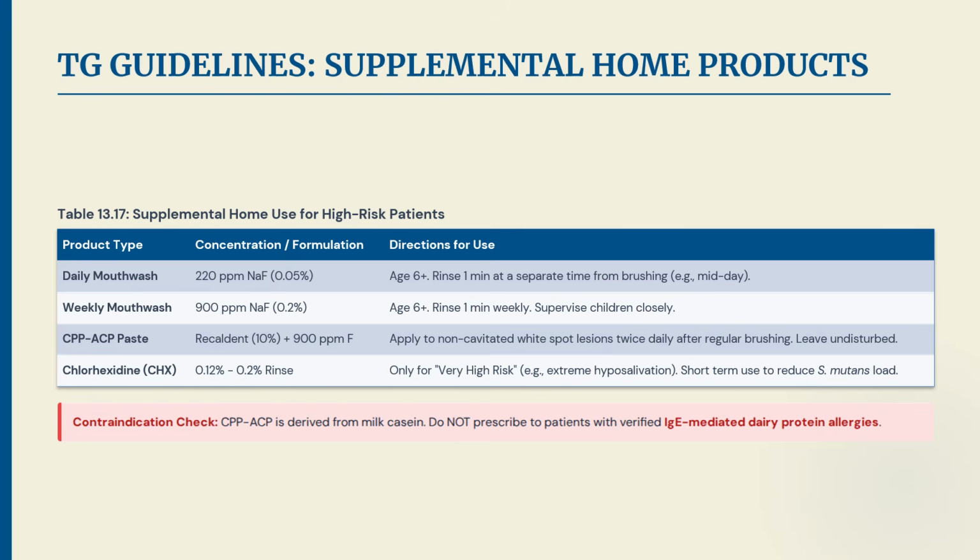Then chlorhexidine mouthwash. It is used only for very high risk patients, like cases like hyposalivation and short-term use to reduce the Streptococcus mutans load. So in these very specific cases, you're using the chlorhexidine mouthwash.